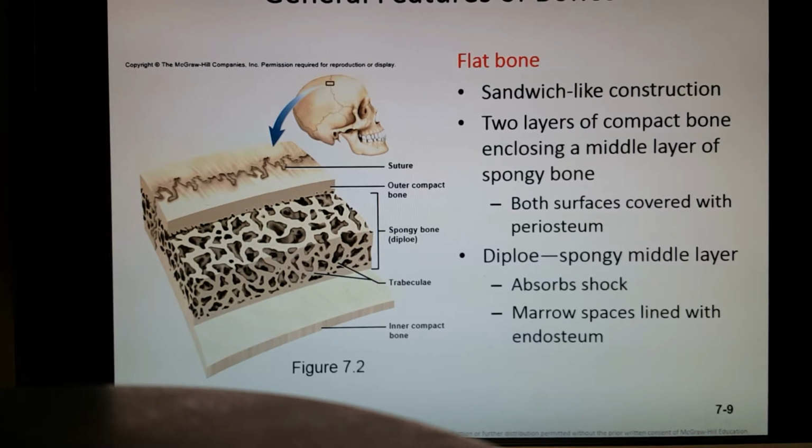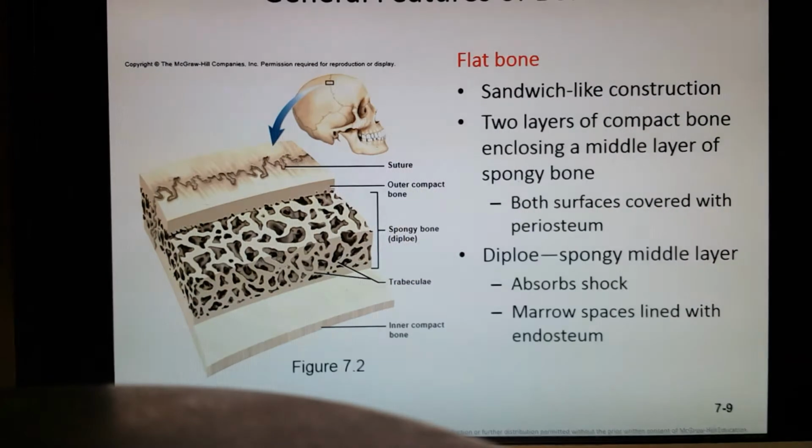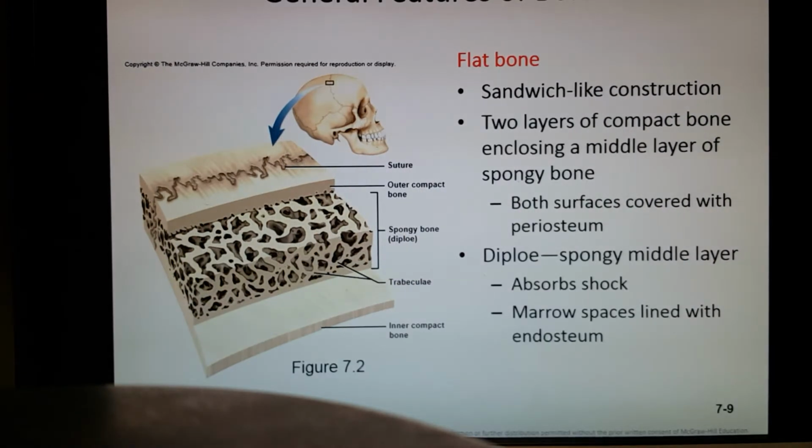It helps to absorb shock, so if you get smacked upside the head with a baseball bat, it helps to prevent your brain from getting bashed in. It provides a little bit of shock absorption, so you're not cracking your skull open. And your diploe, the spongy middle layer, is also filled with marrow, and the marrow is also lined with endosteum.